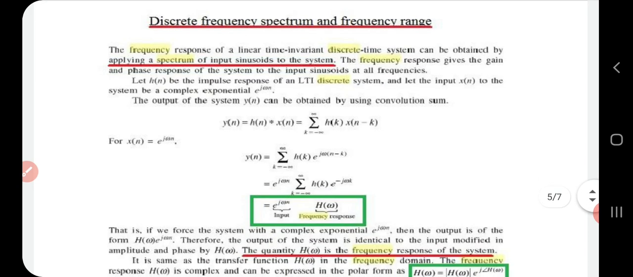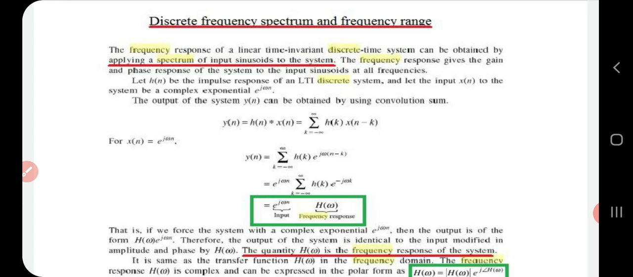Now, discrete frequency spectrum and frequency range. Here, it is said that the frequency response of a discrete system can be obtained by applying a spectrum of input sinusoids to the system. Let us see how it works. The frequency response in the end gives the gain and phase response.